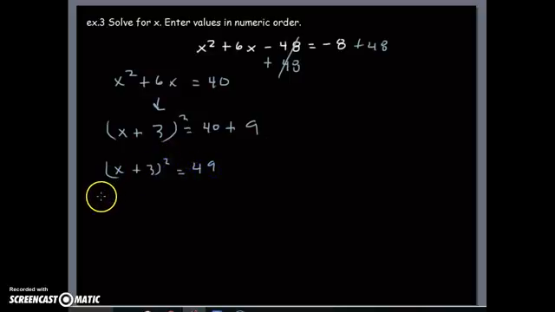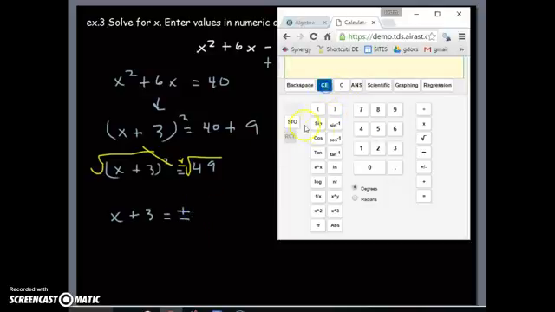We can solve using our inverse operations to get rid of the square. We've got a square root. We're going to square root and make sure we include the plus or minus. Those are now reduced to 1. We're left with x plus 3 equals plus or minus the square root of 49. We'll use the calculator to help us figure out what the principal square root of 49 is, and it's 7.